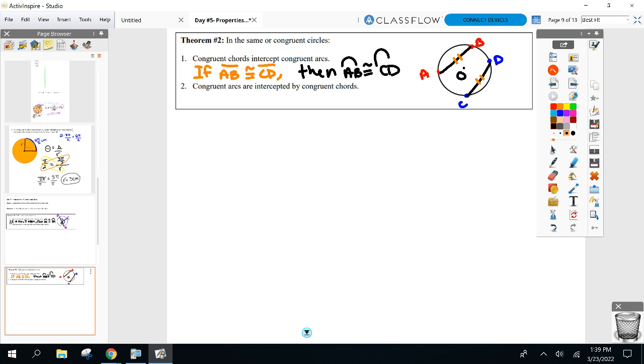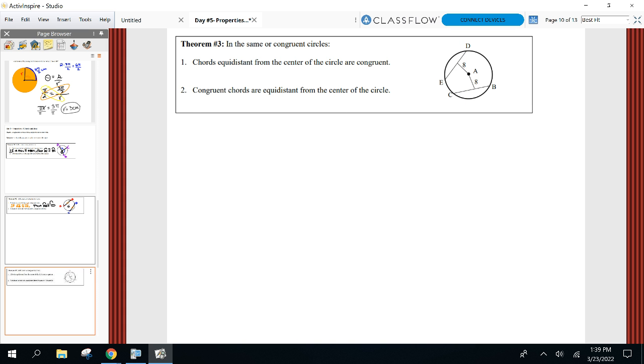So if the central angles are equal, so are the arcs, and if the chords are equal, so are the arcs. There's 2 down, 2 to go. Any questions on these 2? No drawing needed for the next one. I did it for you.